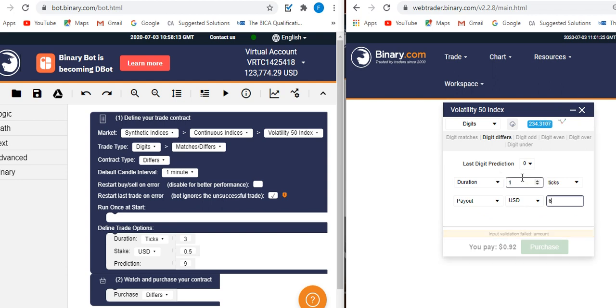I am going to fix it at 6. You can make it 7 also, or you can make it 5, depending upon your Martingale level. And then the tick, we are going to use 1 tick. Here in the bot it is 3, here we are going to use 1, and then the prediction is 9 here. So this is the strategy we are following.